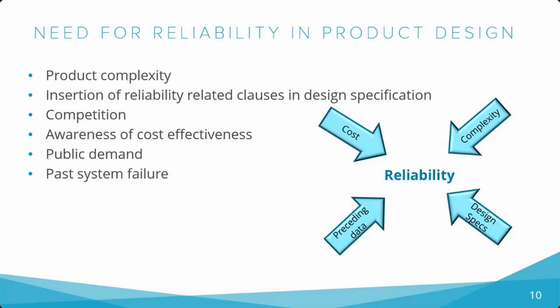There have been many factors responsible for the consideration of reliability in product design, including product complexity, insertion of reliability related clauses in design specification, competition, awareness of cost effectiveness, public demand, and past system failure. These reliability tasks include using reliability design standards or checklists, allocating reliability, predicting reliability, reliability modeling, monitoring supplier reliability activities, assessing software reliability, preparing critical item list, and performing electronic circuit tolerance analysis.